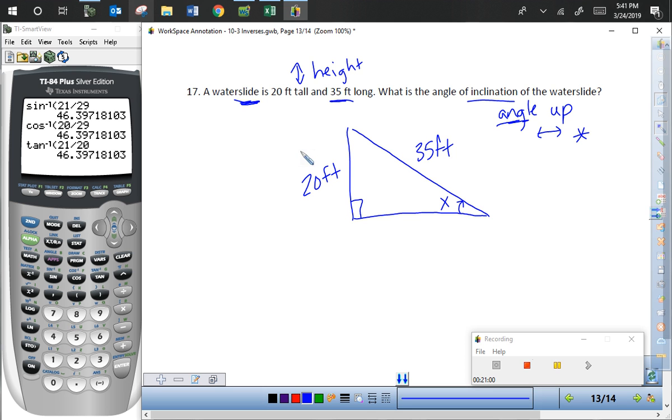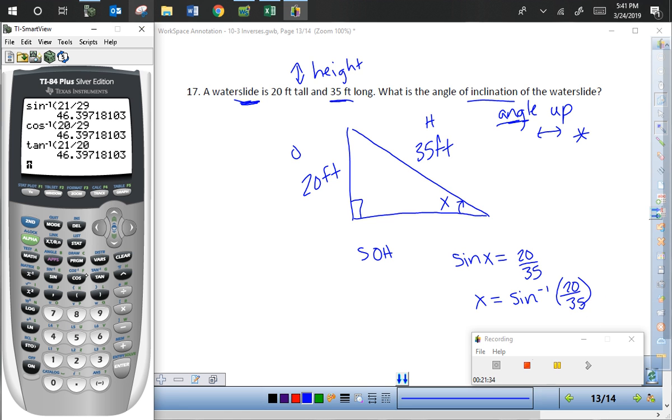All right, so to solve for this, just like last time, we need to label our sides we're given. So we've got this 20 being the opposite across from it, and this 35 we said was the hypotenuse. So O and H goes with S for sine. To set it up, it'll look like sine of our angle, which is X, equals opposite on top, so 20, hypotenuse on bottom, 35. And then we need to take the inverse on both sides to solve for that angle.